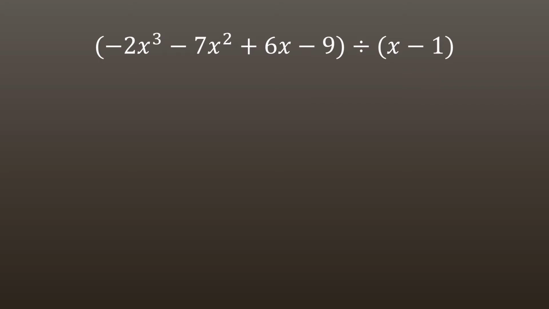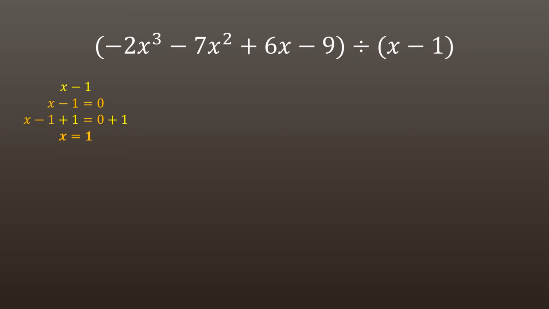Negative 2x cubed minus 7x squared plus 6x minus 9 divided by x minus 1. So the first thing that we need to work on is to identify our divisor, which is x minus 1. Now, we need to get our synthetic divisor, so we equate that to 0. So x minus 1 is equal to 0. Then solving for x, we add 1 to both sides. So we have x equal to 1, and that will be our synthetic divisor.